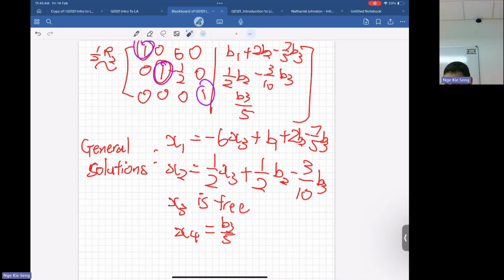What can change is x3. x3 is free. In fact, you must have at least one free variable. Do you notice why? Yes, you only have 3 rows. At most, you will get 3 pivots only, so at least one of them must be free. In this case, x3 is free. You could have more, but at least one, because the most pivots you can get is 3.